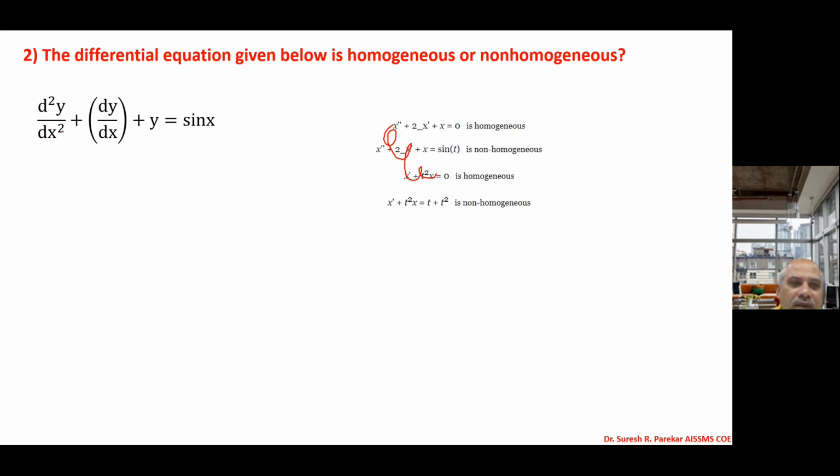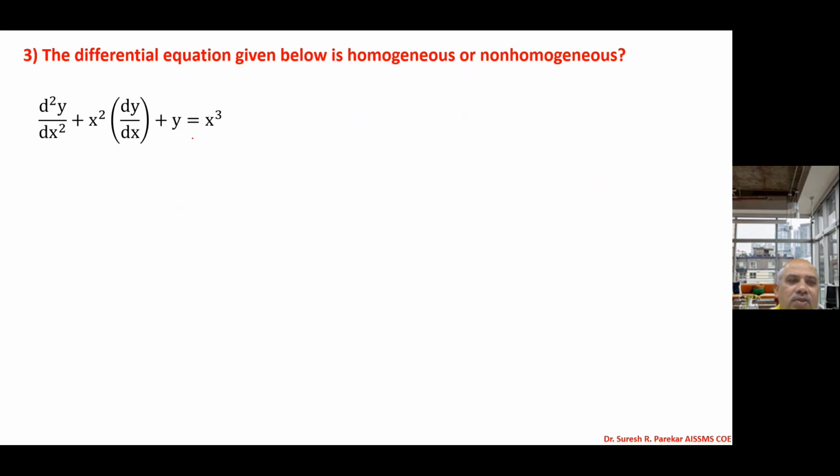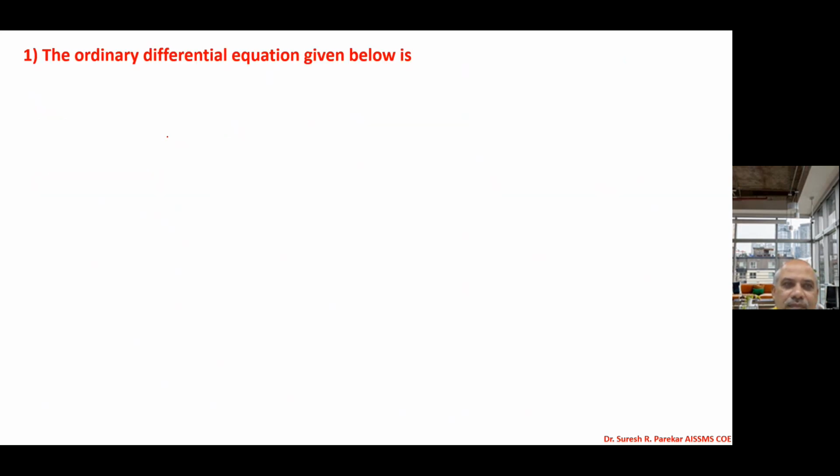Now you can see this. We have y as dependent variable, and here we have sine x, and x is the independent variable. So the equation we have is a non-homogeneous equation. Then next you can see this. We have d2y by dx square plus x square dy by dx plus y, which is equal to x cube. Now again you can see we have one term where the dependent variable is not present. So this equation also becomes a non-homogeneous equation.